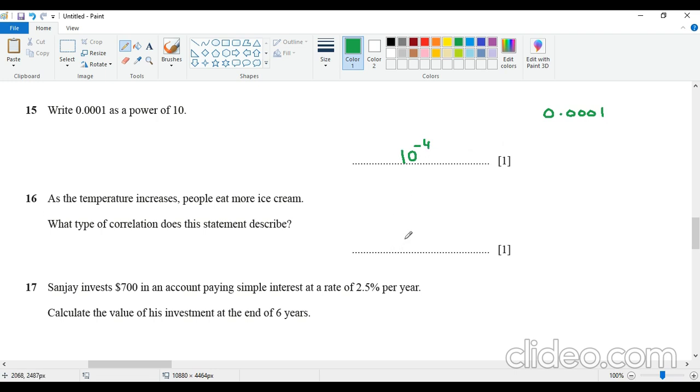Question number 16 says, as the temperature increases, people eat more ice cream. So in here, when the temperature is increasing, people eat more ice cream. So both the items are increasing. Temperature and ice cream taken is also more. So it is going to be a positive correlation.